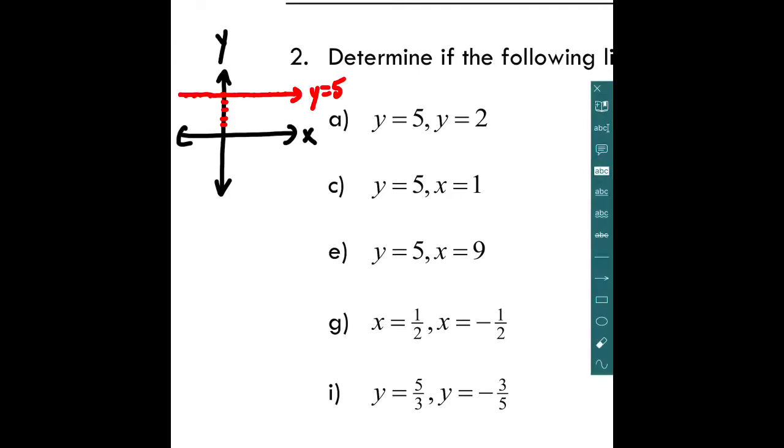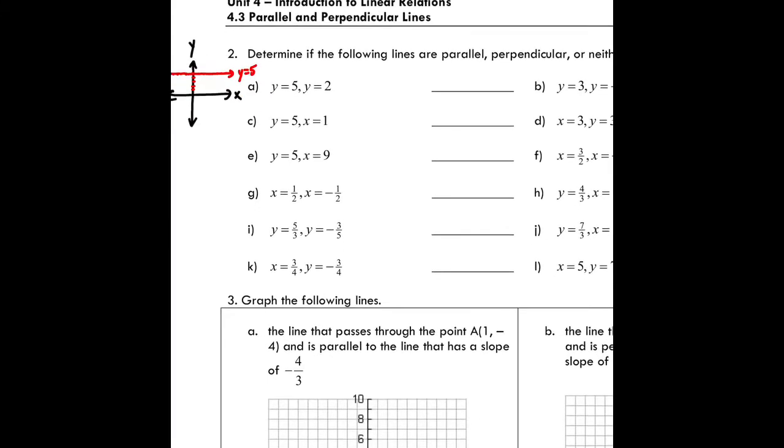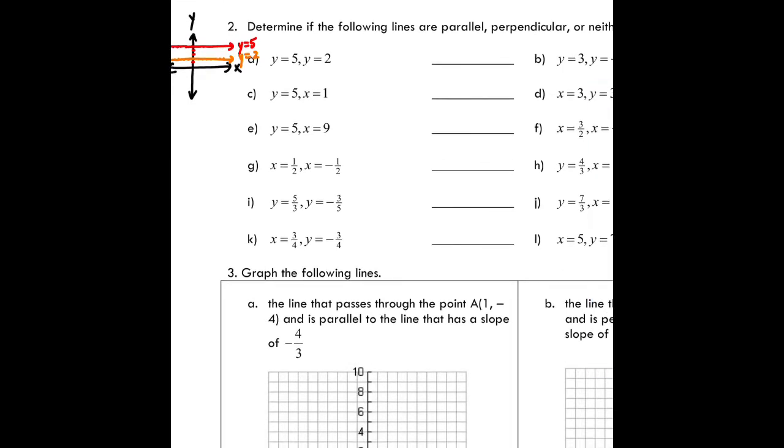Now the second line says y equals 2. So I'm going to graph it. If y equals 2, I'm going to go up here to 2. No matter what x is, y is 2. So I'm going to graph that line, y equals 2. So now that we have a sketch of it, it's easy to see, oh, those two lines are parallel. So we can write that in, parallel.